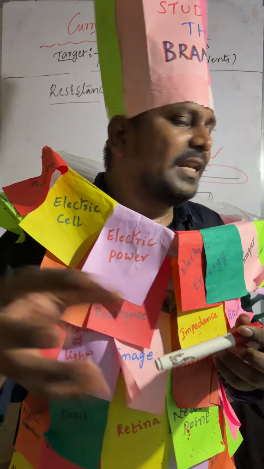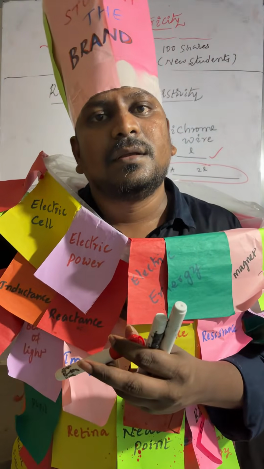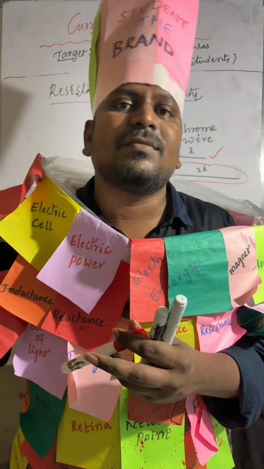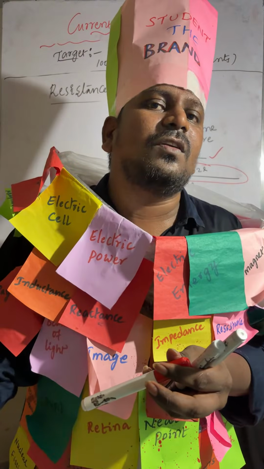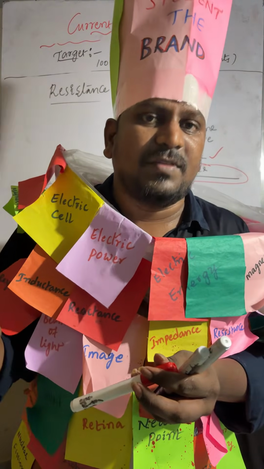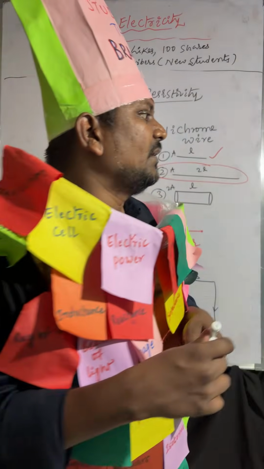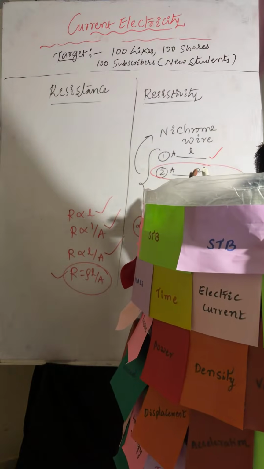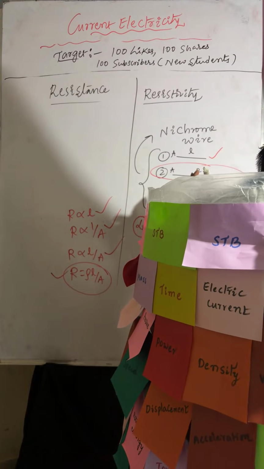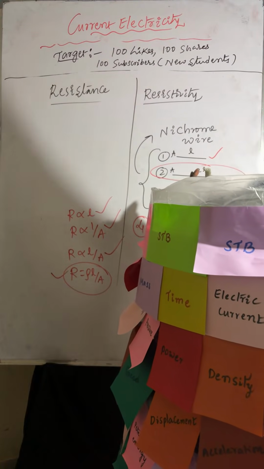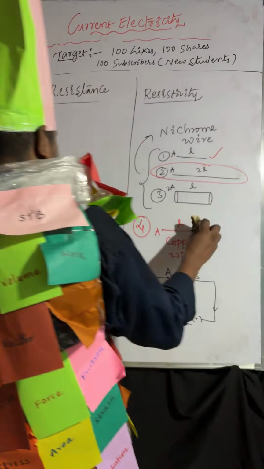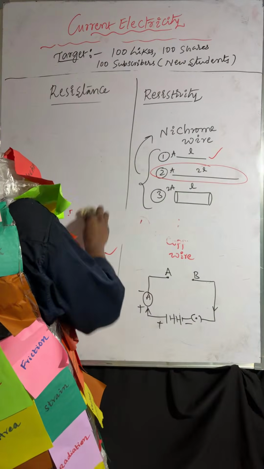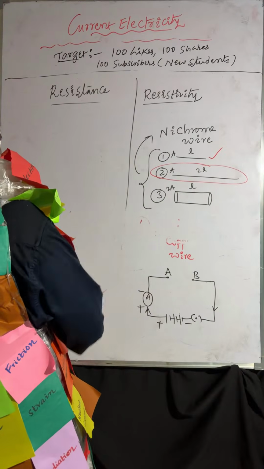And one more thing, instead of nichrome wire, I took another wire, that is copper wire. So in the place of nichrome wire, I placed copper wire, right? Then we can conclude that... Yes. So I hope it is very clear. Now we can see.